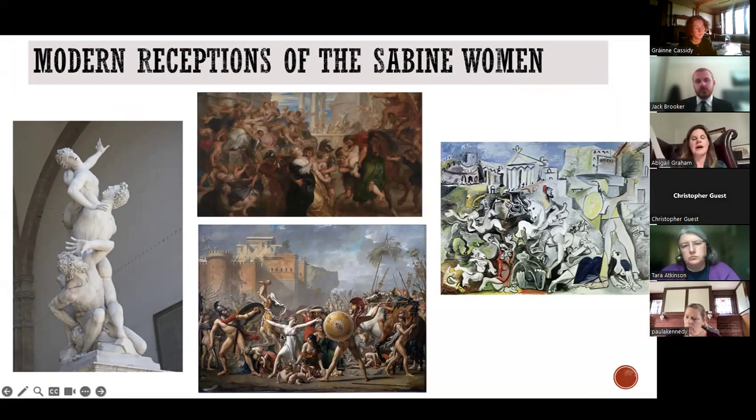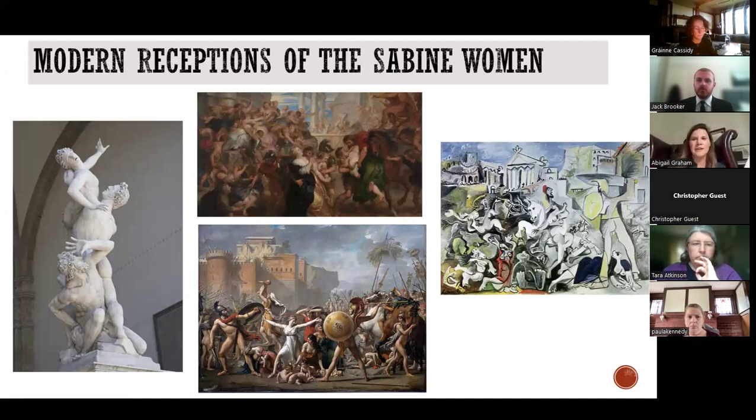For example, when we look at Poussin's version down here with Hersilia famously putting her arms out, this is produced at the time of the French Revolution. And so there's a connection between that particular event and the role of a woman standing out in society, and that image. And then Picasso's image of the Sabine women is written in the context of the Cuban Missile Crisis. So it's fear of violence, but also fear of nuclear annihilation.